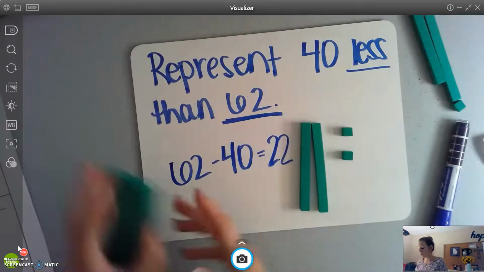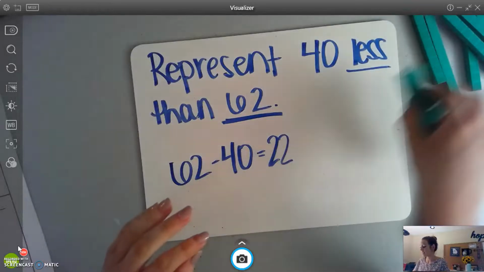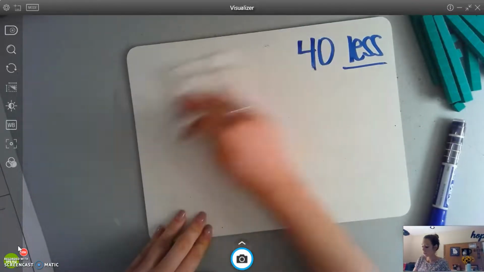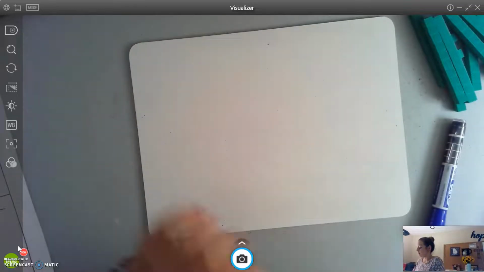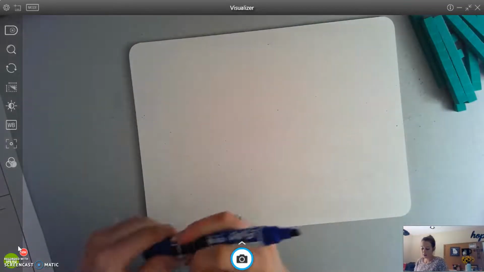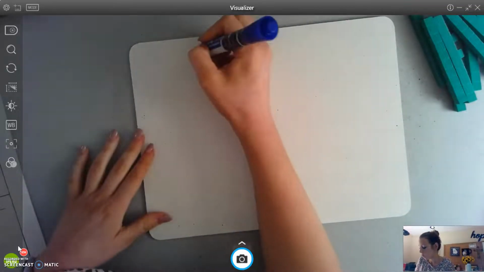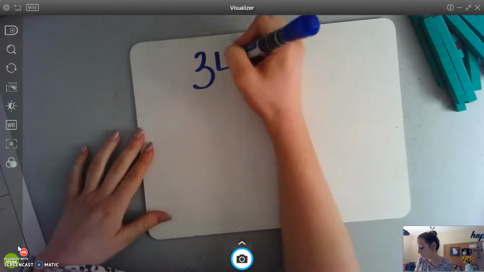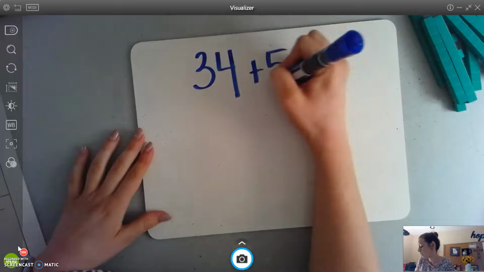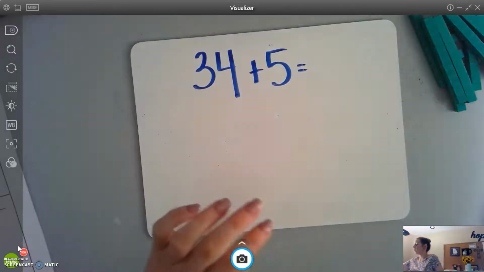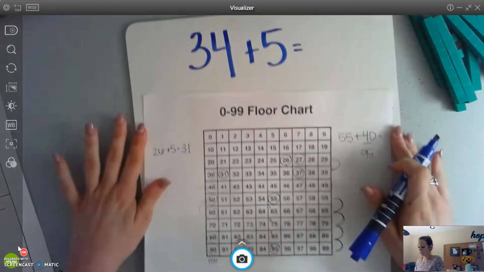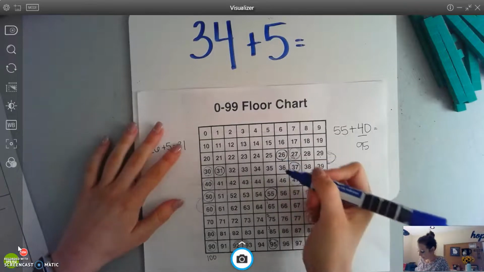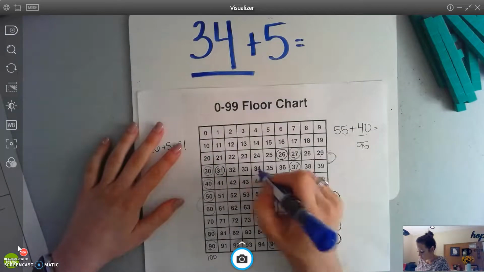So you just represent it with tens and ones. That's the easiest way to do it, and it's a very visual way to do it so that you can see what you're doing. One more thing that I would love to show you today is how we add by fives when we're adding a 2-digit number like 34 plus 5. So you can take your handy dandy 99 chart and you can go ahead and find the number that you're starting with. So we're going to find 34.